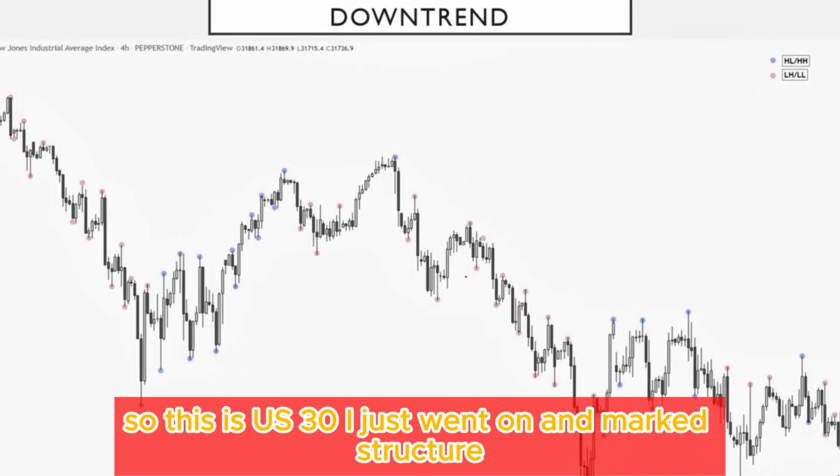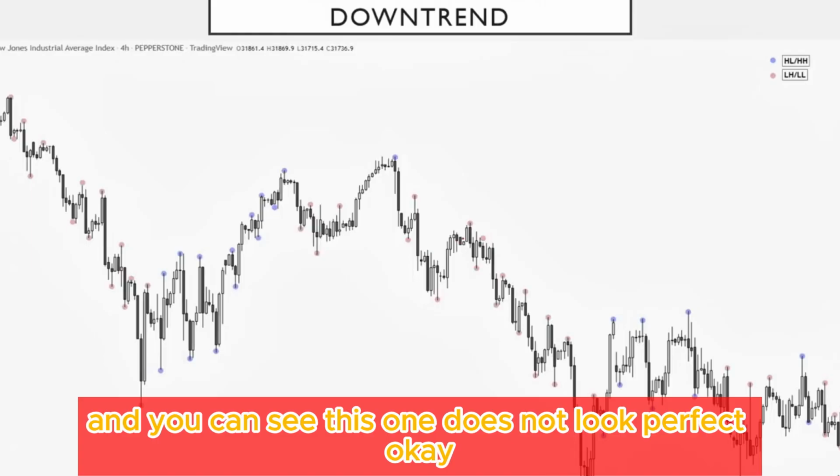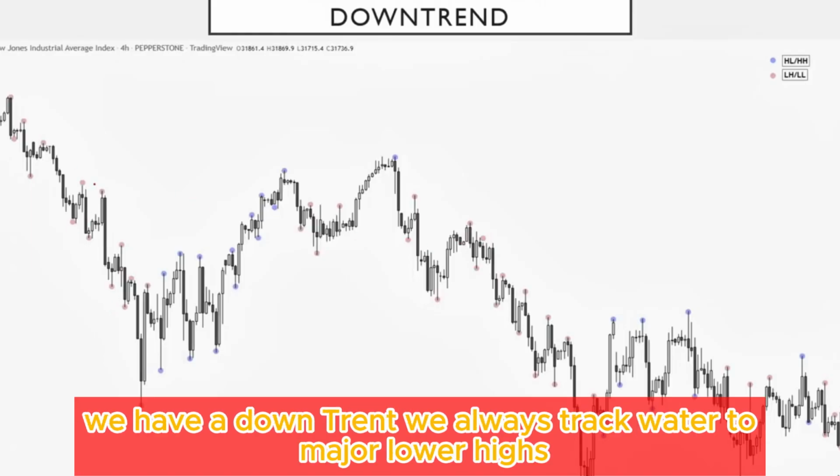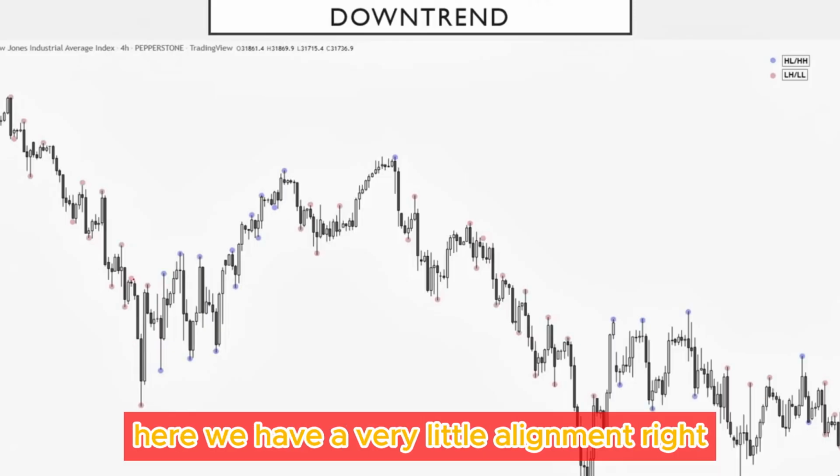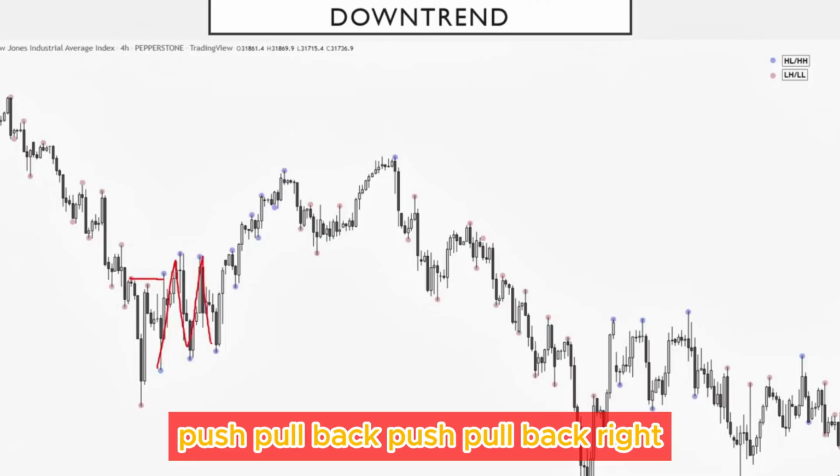I just went on and marked structure. And you can see this one does not look perfect. Okay, we have a downtrend. We always track what are the major lower highs. Here we have very little alignment, right? But you can see the market made push, pullback, push, pullback, push, pullback, right?